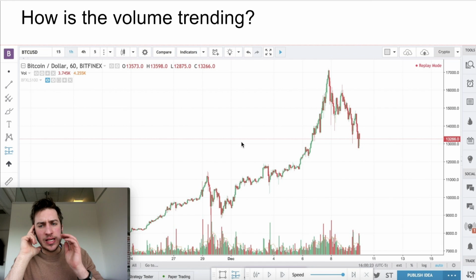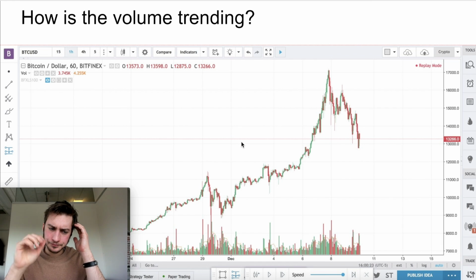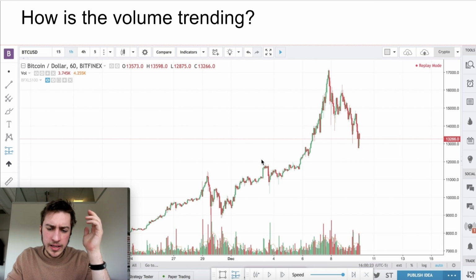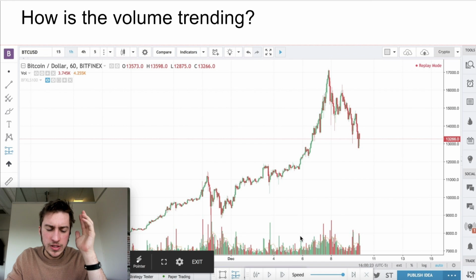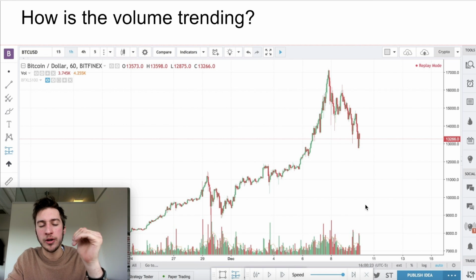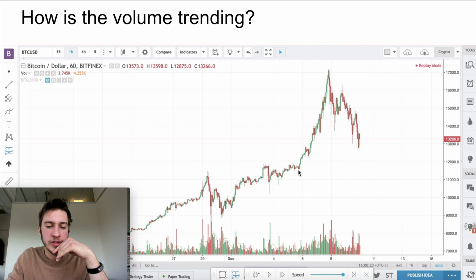Now let's see, how is volume trending right here? And what I mean by that is don't look at volume spikes, don't look at specific volume candlesticks. Instead, look at the trend of the overall volume and then compare that to what price is doing. So let's talk about it here. Starting from here to here and then here to here, what's going on?